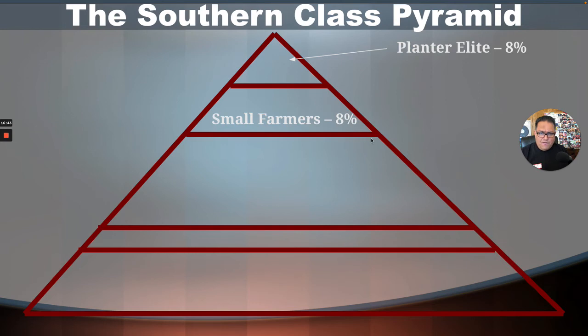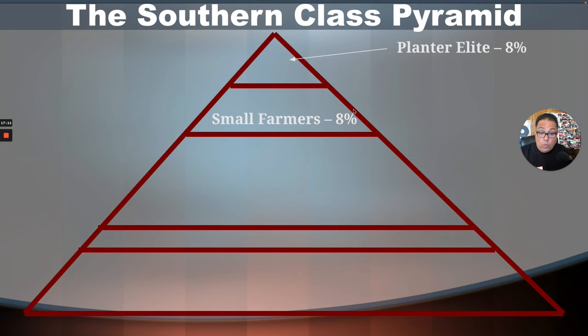Another 8% are small farmers. When I say small farmers, I don't mean small of stature, they weren't small people. They just owned small farms. So this planter elite, they own the big plantations. This other 8%, these small farmers, own their own land, but a much smaller amount of land. The planter elite are going to own a large number of enslaved workers. The small farmers may own maybe 1 or 2 or 3 or 4 or 5 enslaved workers.